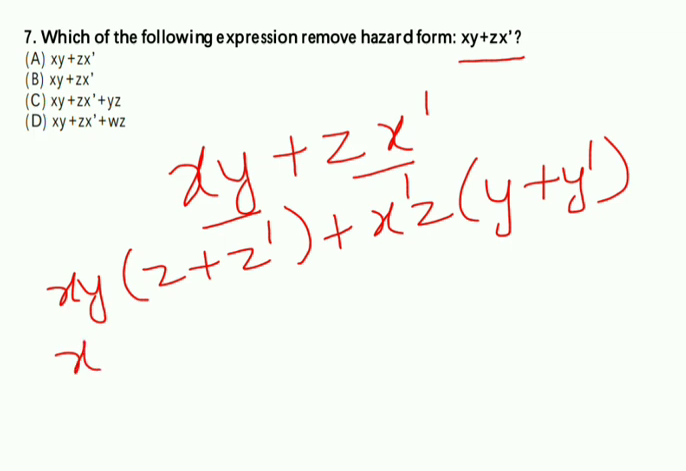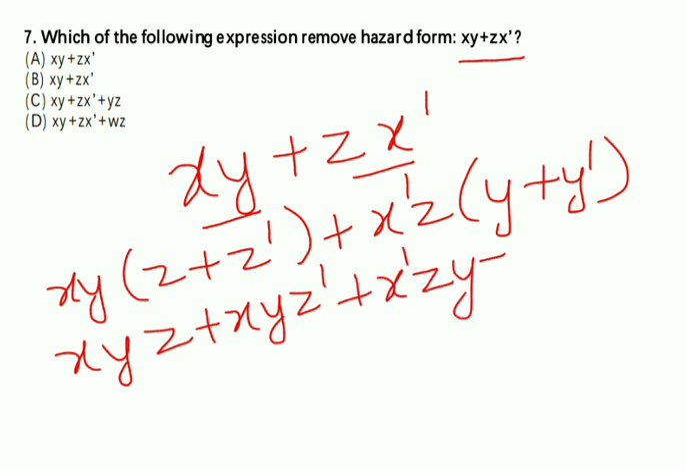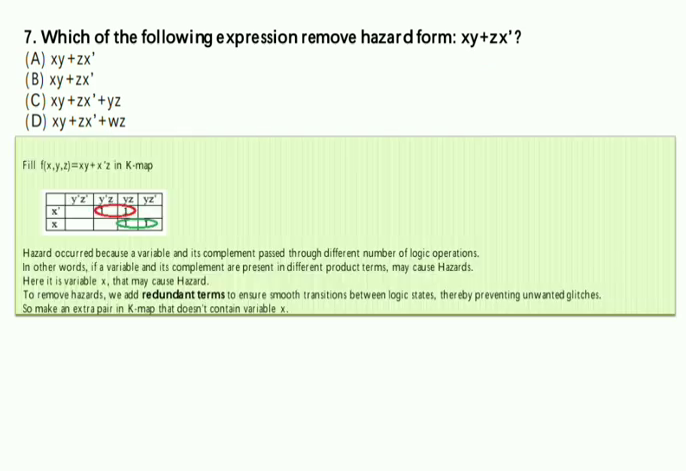Okay. So if you open this parenthesis, xyz plus xyz dash plus x dash zy plus x dash y dash z. So we need to draw the K-map for the given expression. If you draw the K-map for the given expression, then we will get these mappings. So how to remove the hazard here? We need to add a redundant term here, right?